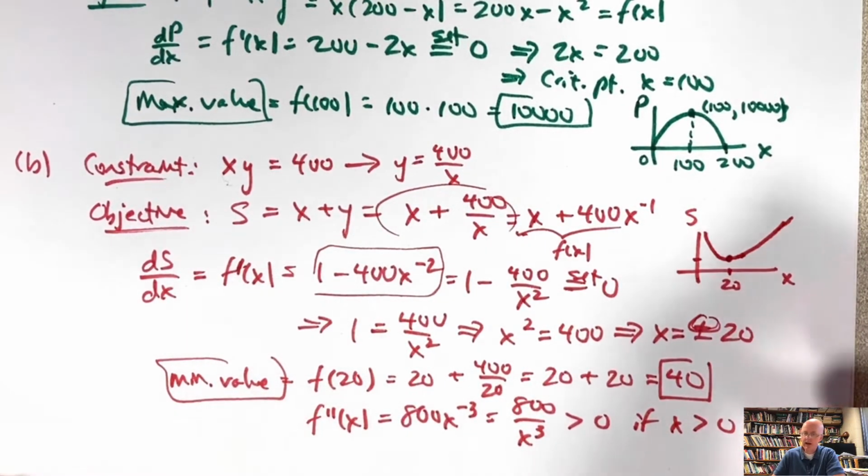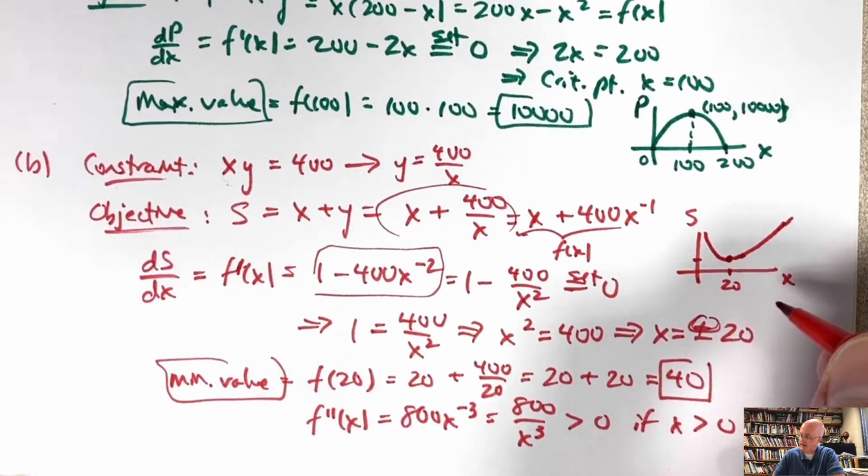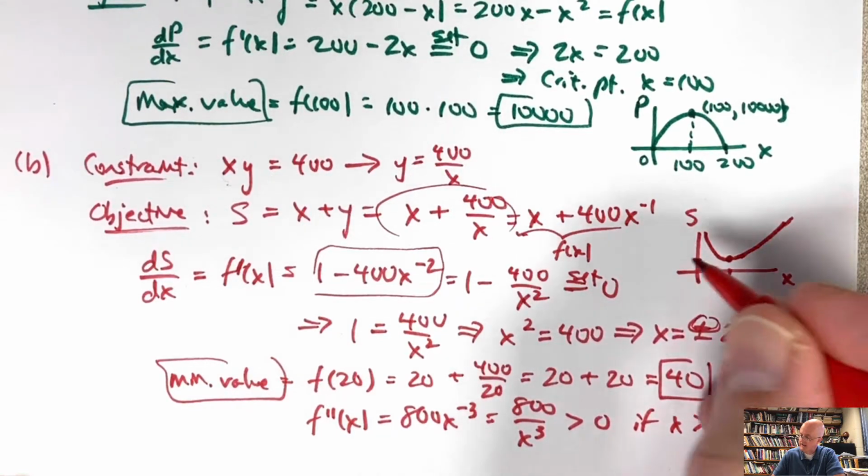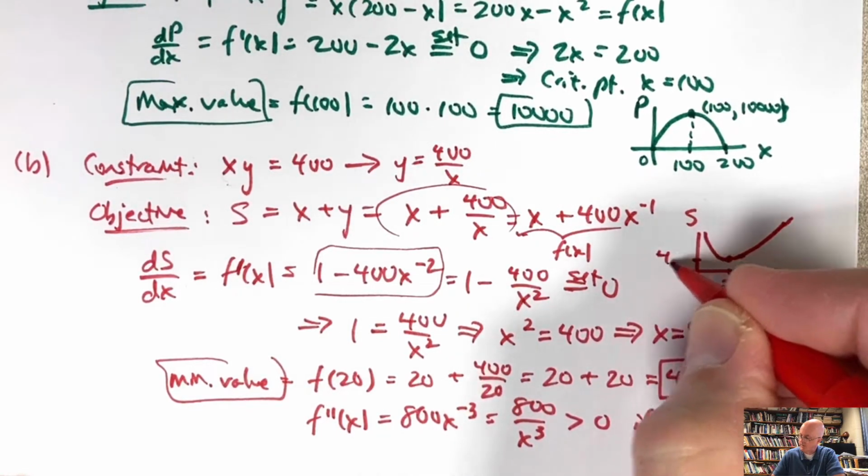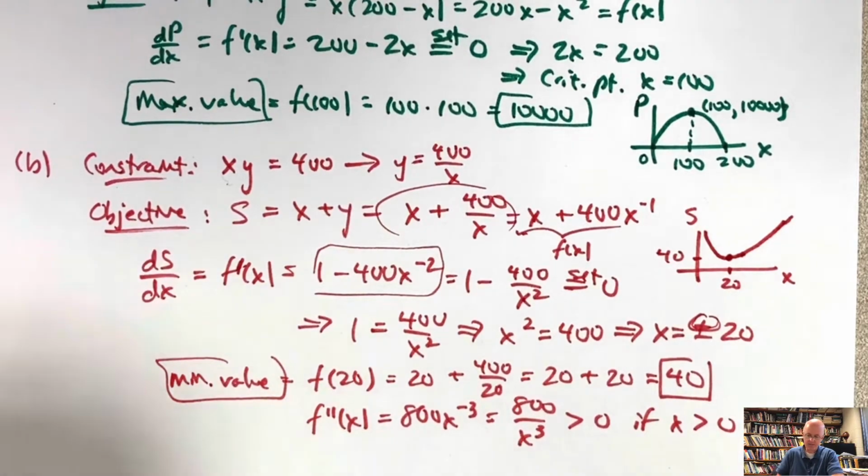So the graph is always concave up. It's definitely got to be, in fact, a global min when x is positive. And again, the min value is 40 right there. That's the second coordinate.